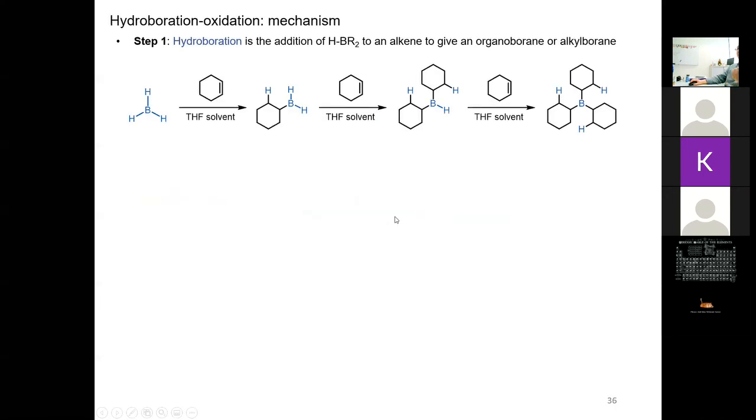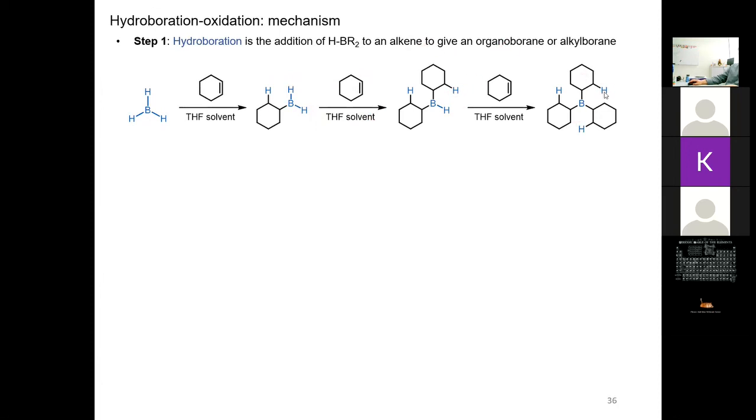Why? I'm going to go through this with you. Step one of the hydroboration-oxidation reaction is that the B-H bond adds to the alkene. The H goes to here, the B goes to here. So the B-H bond is broken. And imagine the remaining two B-H bonds do the same thing, a second one, then a third one.